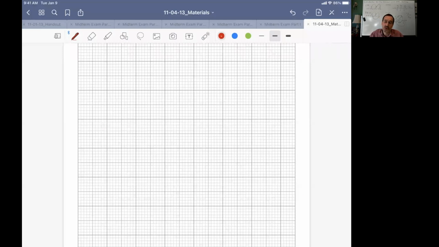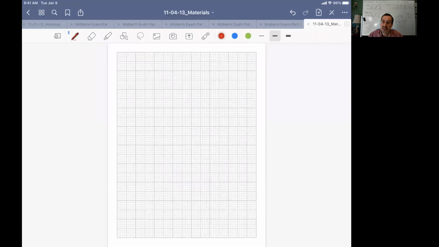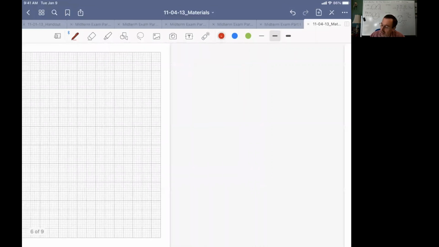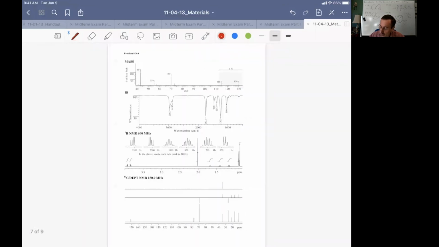Or if you're clever with Illustrator, which I think now everyone has access to, you could actually physically impose this grid on top of your PDF using layers. So I believe everyone now at UCI has access to Adobe Illustrator. It might even be doable in PowerPoint. I do not know. Anyway, I love it.